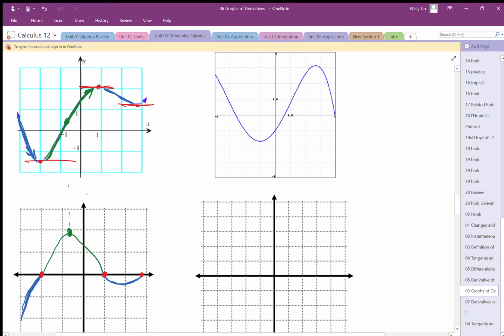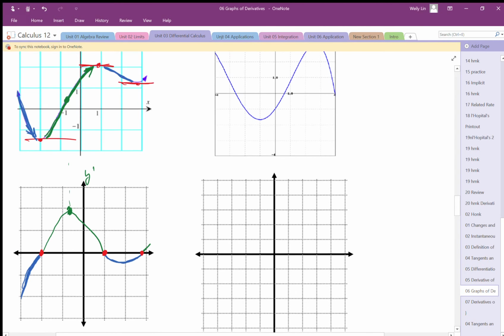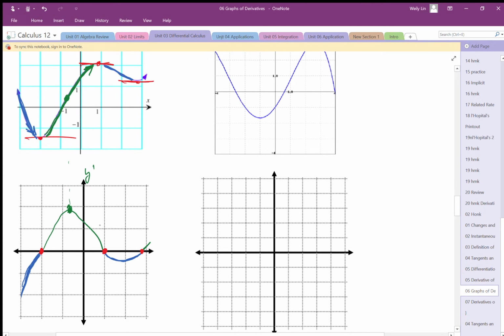Because remember, this is y prime. And again, this is going to be positive slope. It's going to be going like that, and so our graph is going to kind of look like that. That's not a very nice looking graph, but basically the graph's going to go up like that and go through the zeros to those points.